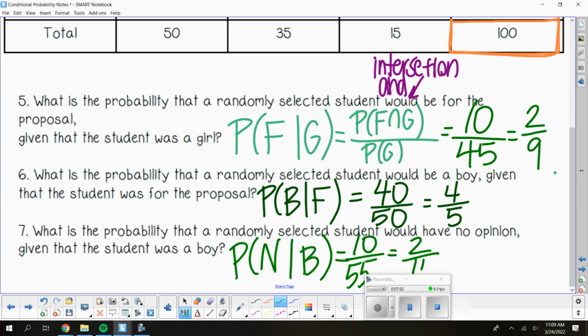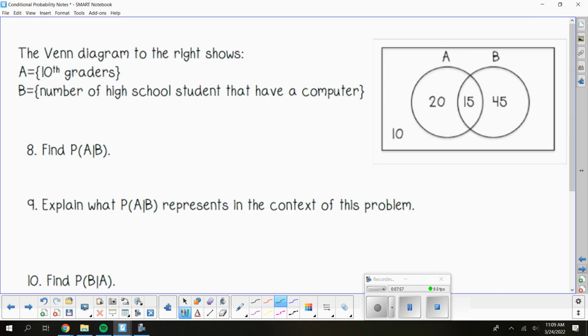Alright, let's look at it when there is a Venn diagram. A is the set of 10th graders, B is the set of high school students that have a computer. So I want the probability of A given B. So the probability of a 10th grader given that they have a computer. Well, I just want to focus on having a computer. So I'm going to look at just my B circle. So there are a total of 45 people in that.